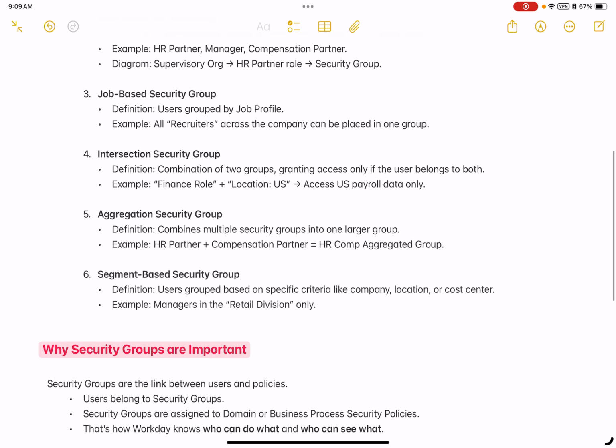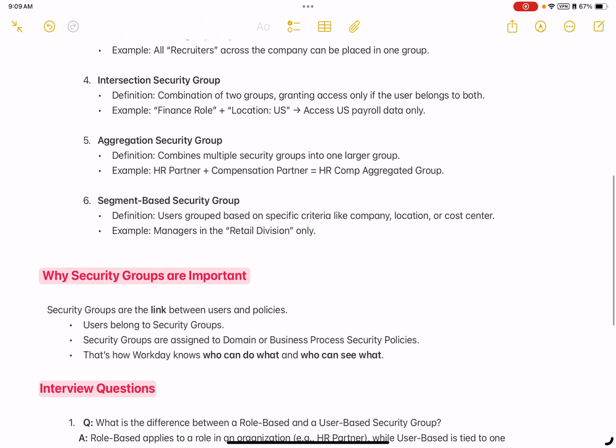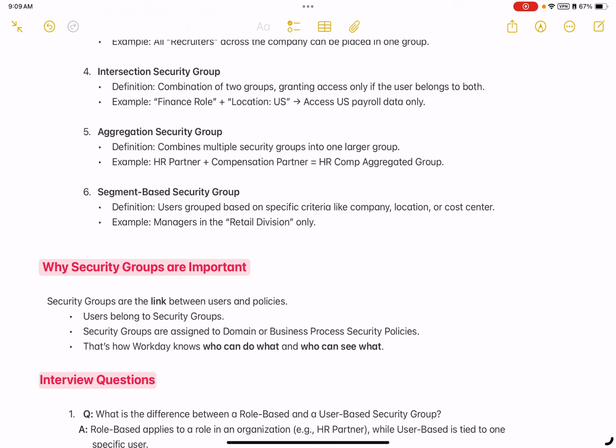Why are security groups important? Security groups are the link between users and policies. Users belong to security groups. Security groups are assigned to domain or business process security policies. That's how Workday knows who can do what and who can see what.